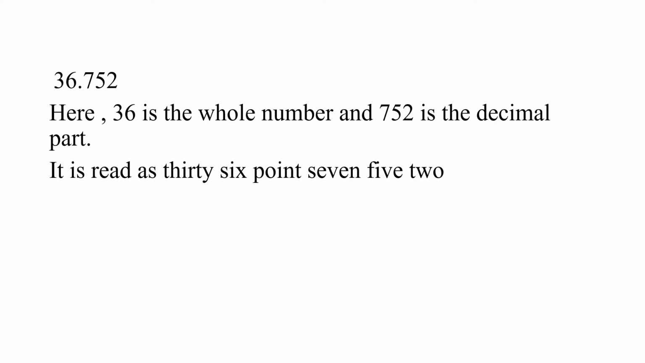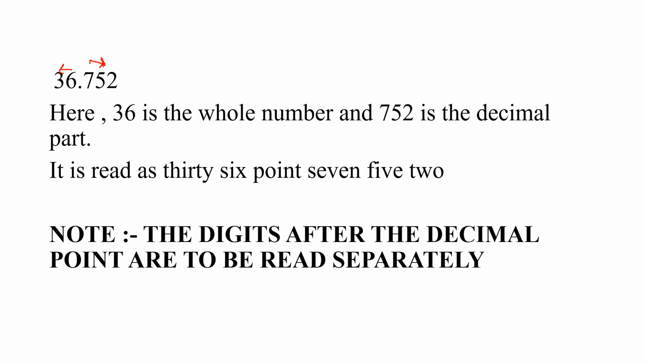Like if we are having the example 36.752. So here 36 is the whole number. That means the number at the left side of the point will be the whole number, and the number at the right side of the point will be the decimal part. And it is read as 36.752. And always remember that the digits after the decimal point are to be read separately.